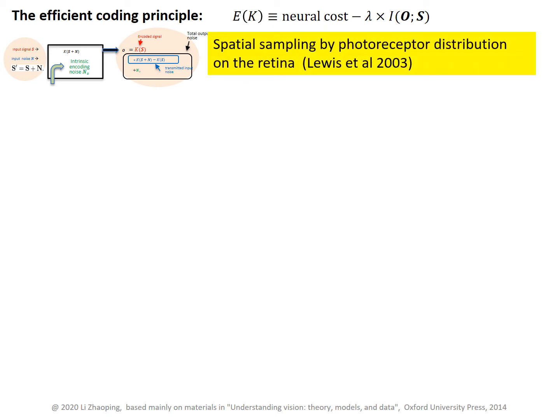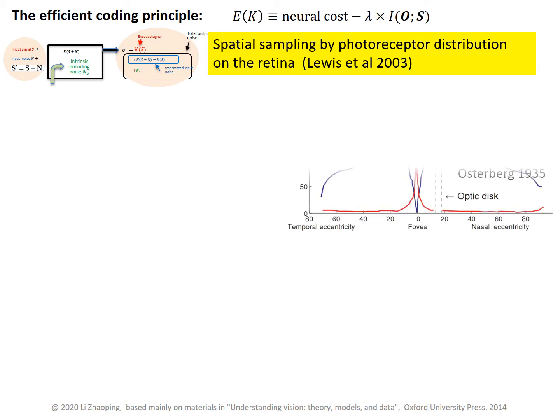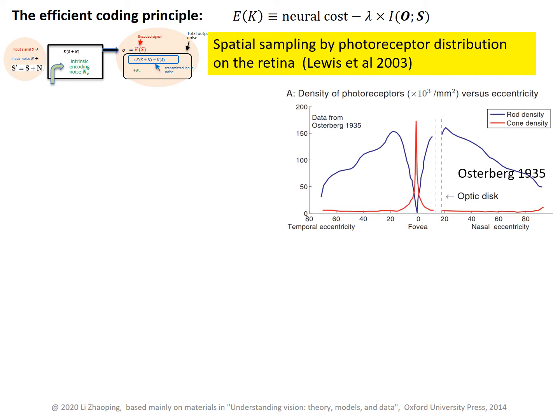Now let's consider another example. This is about the distribution of photoreceptors on the retina. Let's first look at some data. This data plots the density of photoreceptors on the retina. Let's just look at the density of the cones. The cone density is this red curve, okay? And ignore this blue curve, which describes the density for the rods.